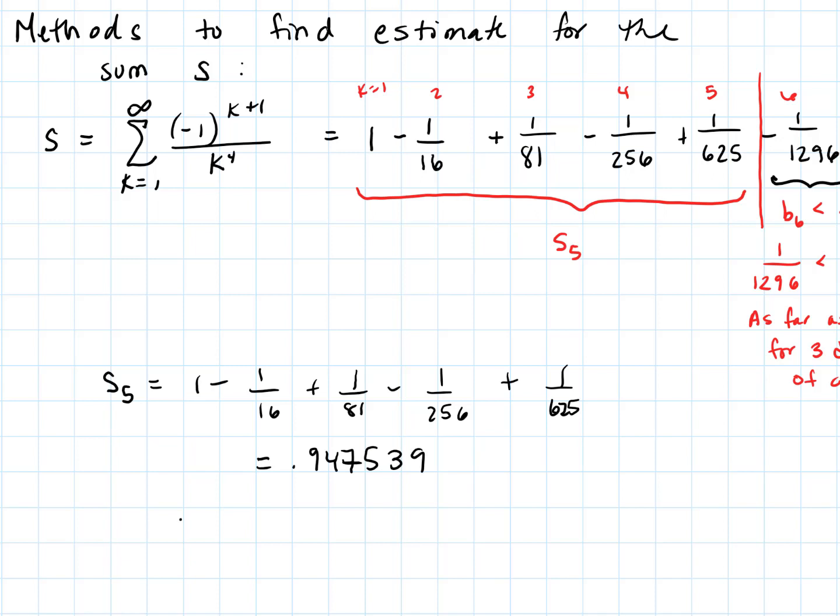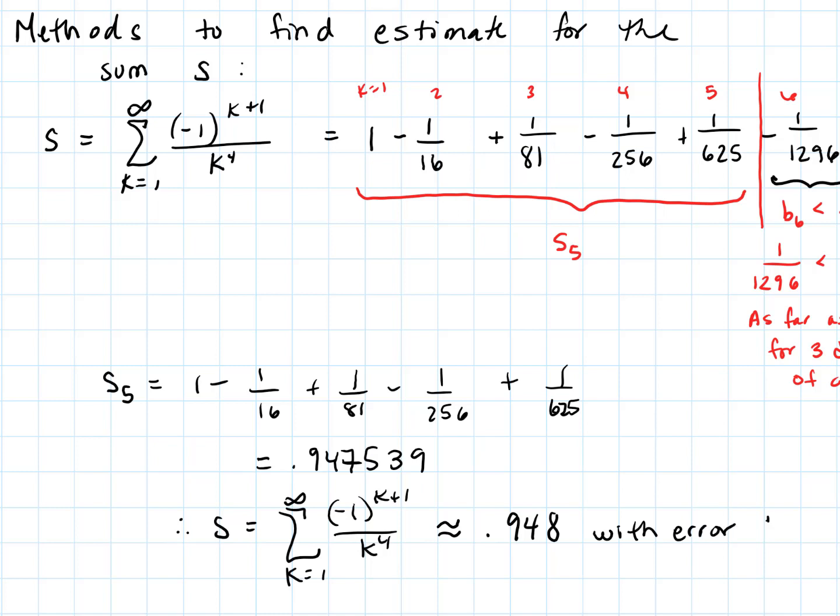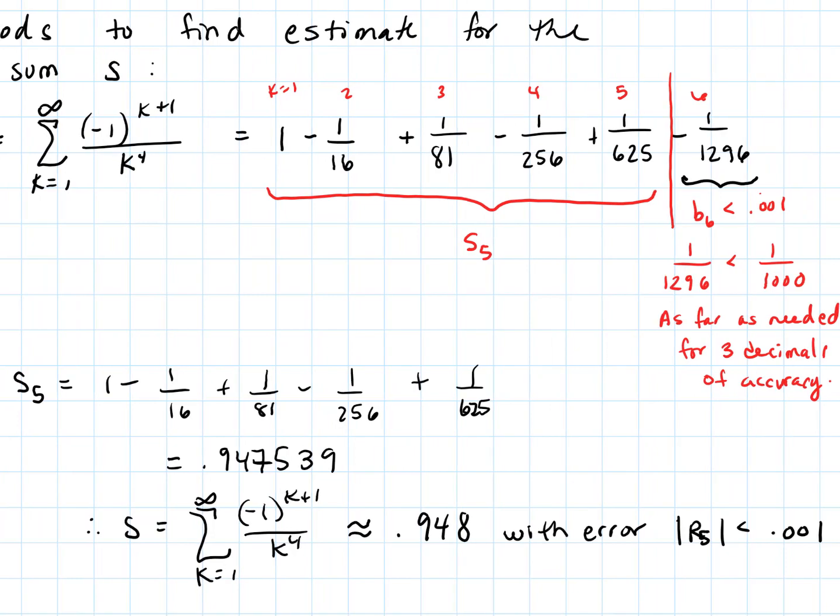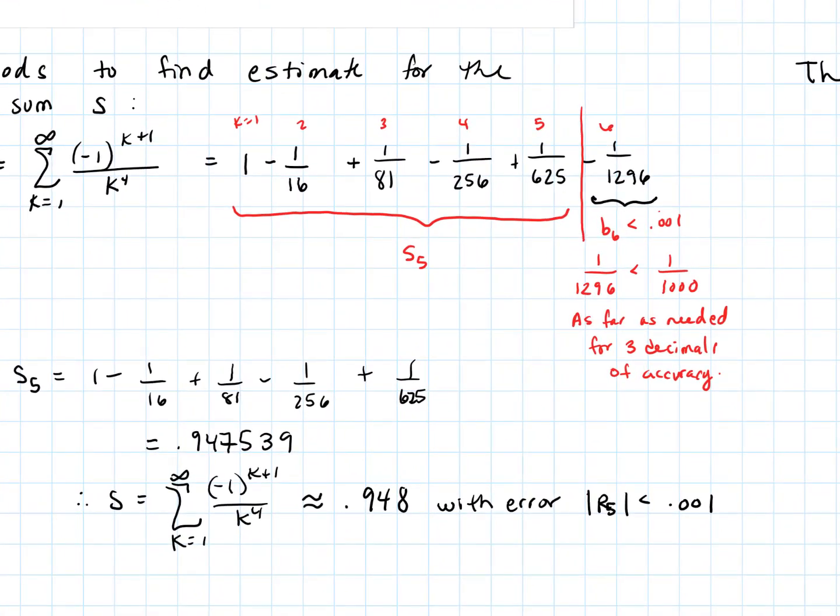0.9475539, which means that the actual sum of the series, from k equals 1 to infinity of -1 to the k plus 1 over k to the 4th, can be approximated by 0.948 with error within 0.001. By using the first 5 terms, we actually know we're less than 1 over 1,296, but that is definitely within 3 decimal places. So we can say that that is our error.